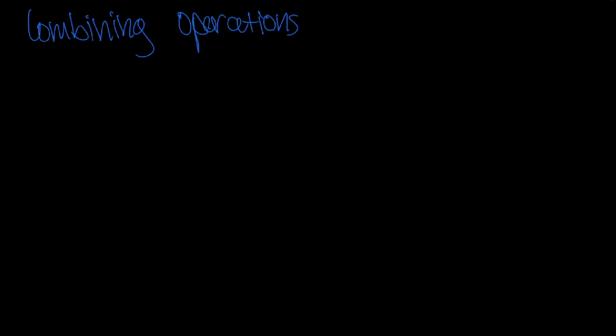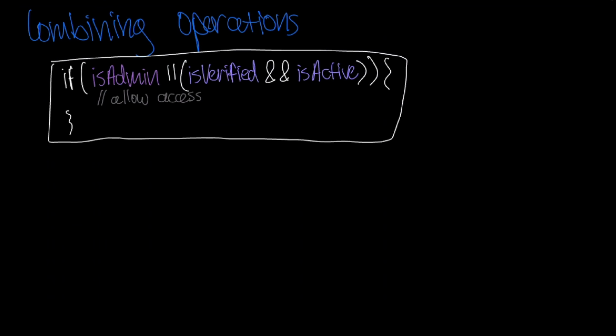Now the real power of Boolean logic comes from combining these operations to express complex conditions. So say you're building an authentication check. A user should be allowed access if they're an admin or if they are verified and their subscription is active. What would this actually look like? Because now we have three different conditions we want to check, not just two. So for example, in code, this would look like this.